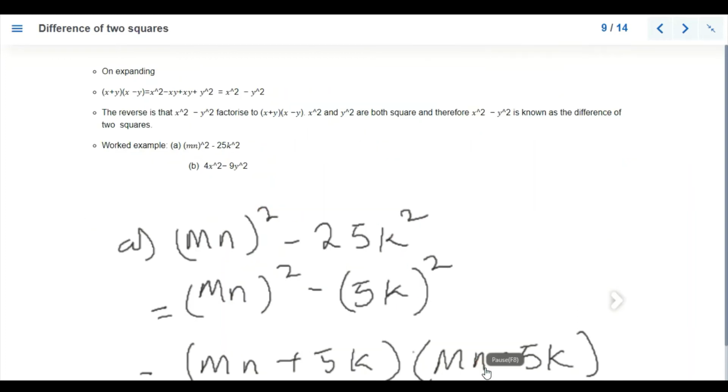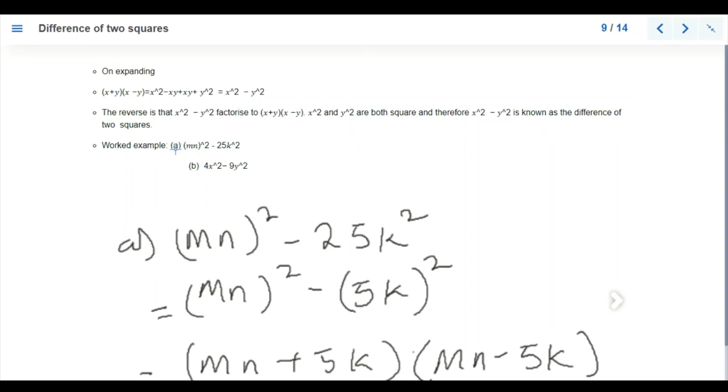Difference of two squares. We are going to be looking at the differences in this worked example. We are finding the square of the given expression, and we are to factorize after we have gotten the square of the expression. So for the first example, we have mn into bracket raised to power 2 minus 25k raised to power 2. So let's look at it.